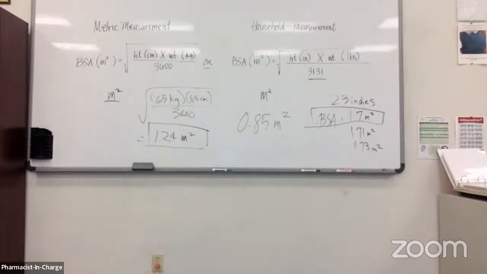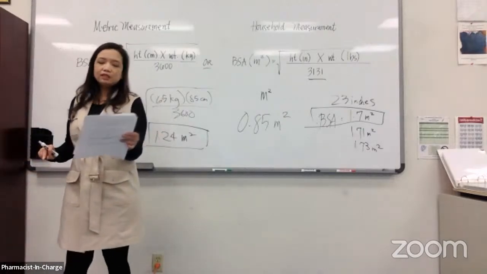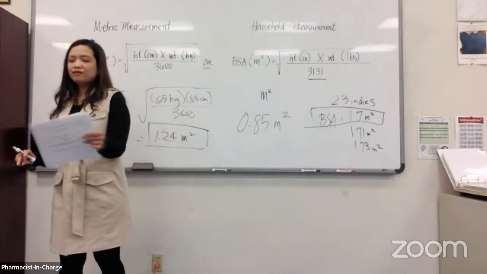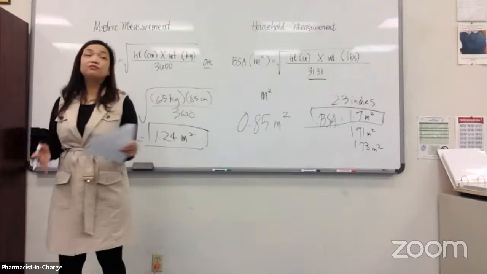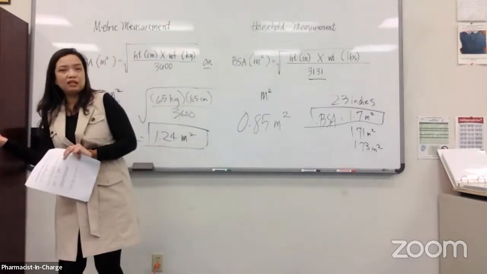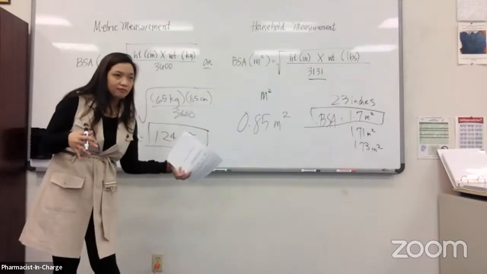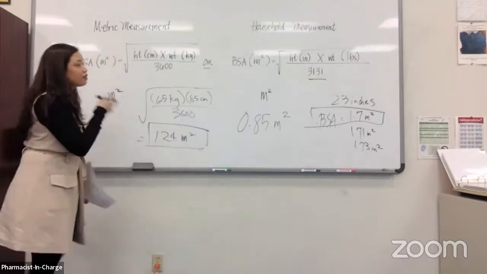Got it? Okay, next one, Sarah. Body surface area calculation, final answer must be in meters squared. 50 centimeters and 6.5 kilograms are the given. Sometimes they're not given in both metric. Sometimes one is in metric, one is in household. So you gotta know your formula.